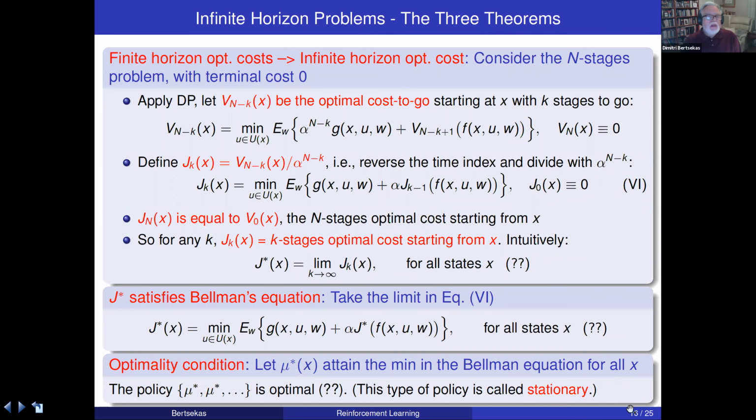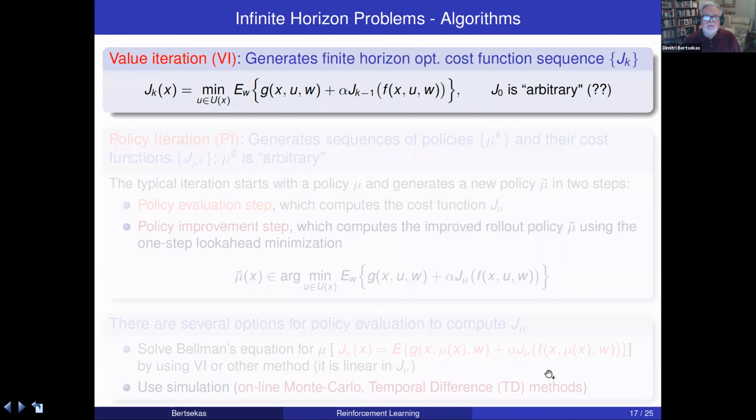Okay, so this is the basic analytical theory of infinite horizon problems. And let's look at algorithms. There are two basic algorithms in infinite horizon dynamic programming. One is value iteration, which I mentioned in the previous slide. And the other one is policy iteration.